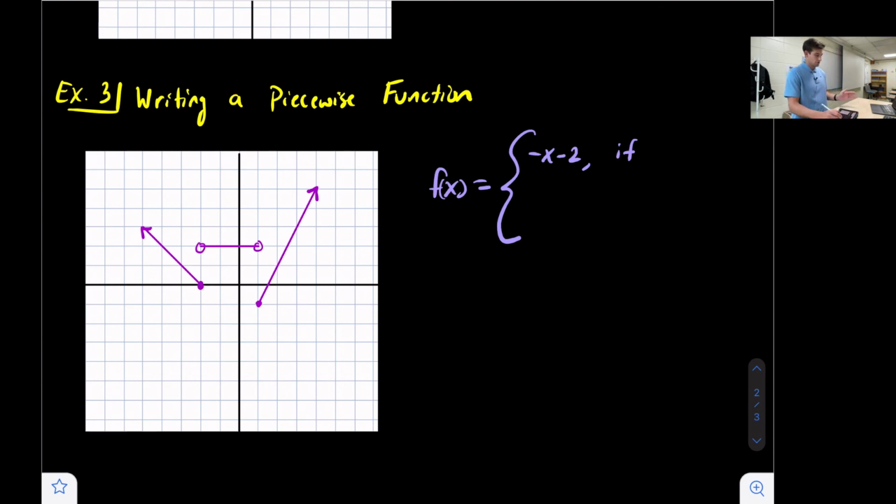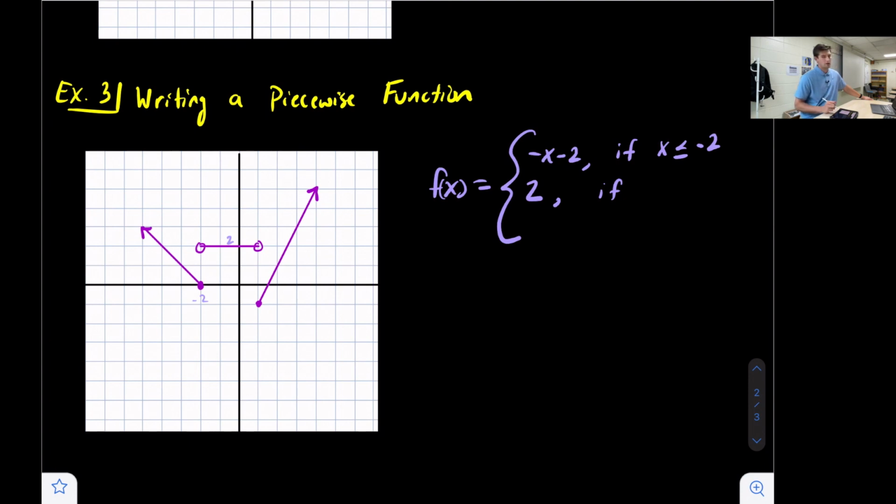And now let's talk about the domain, right? These are any values that are less than or equal, because we have a closed circle, and this is -2. Okay, so anything less than or equal to -2, we would use that function. The next one we have is just a horizontal line, so that's got to be equal to a number, right? And it passes through 2, so we're just going to say y equals 2.